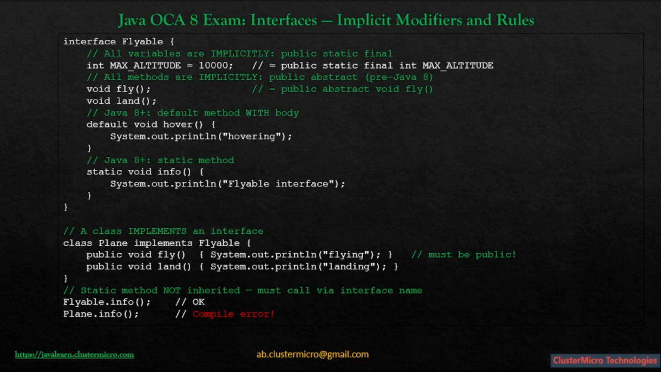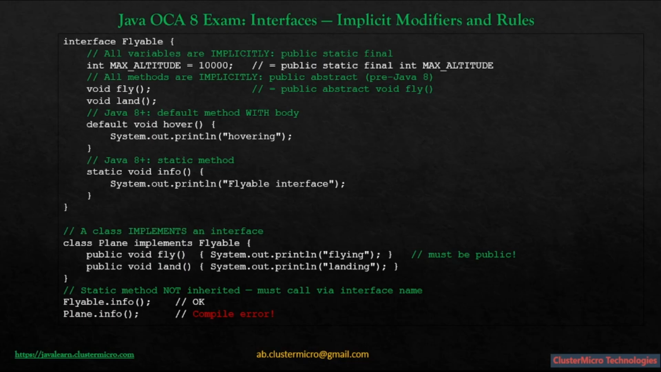Okay, and then we have static methods, right? So we have a static void info, System.out.println Flyable interface. Java 8 also allows static methods in interfaces. These belong to the interface itself, not to any implementing class or object.